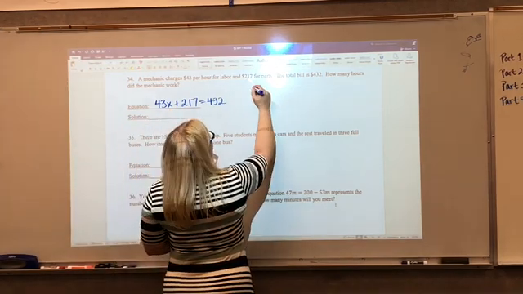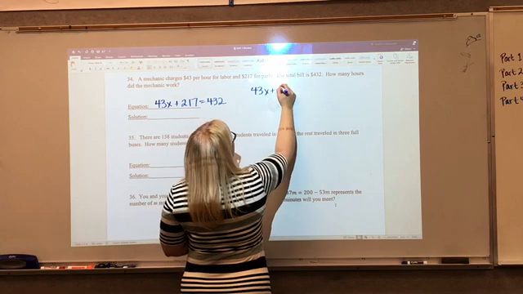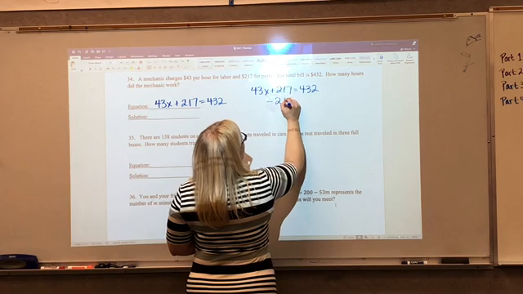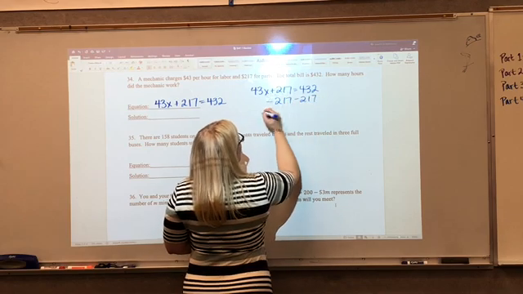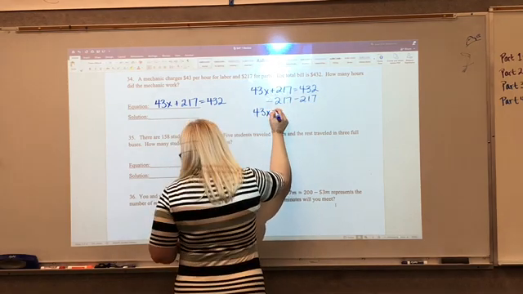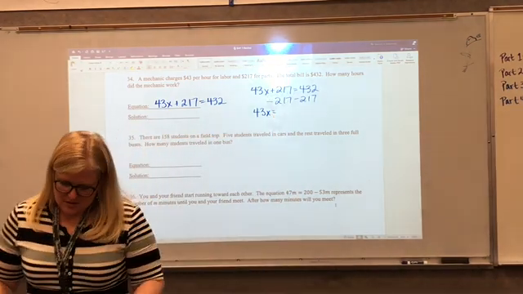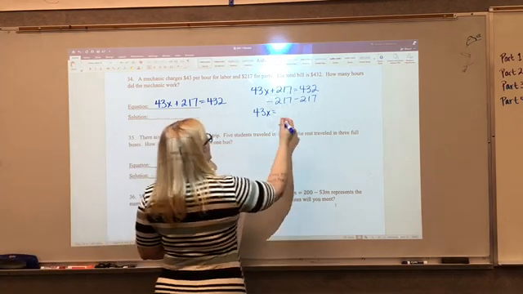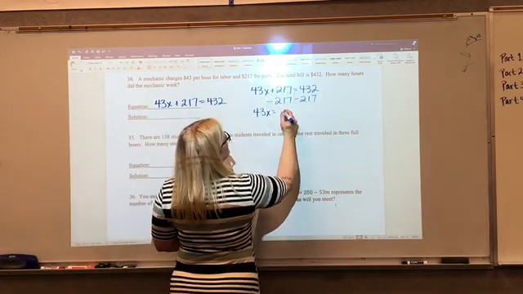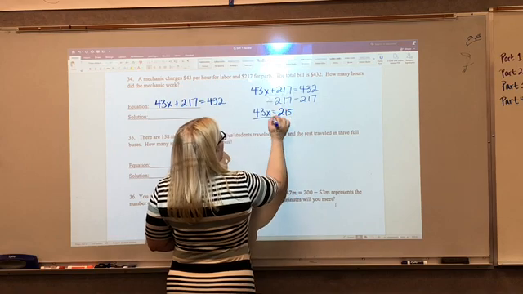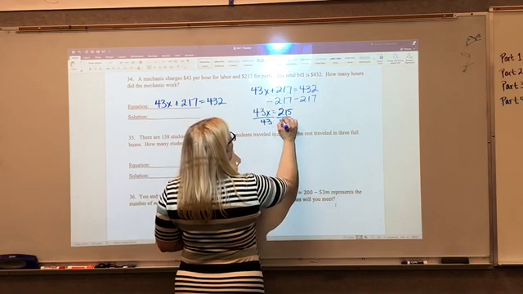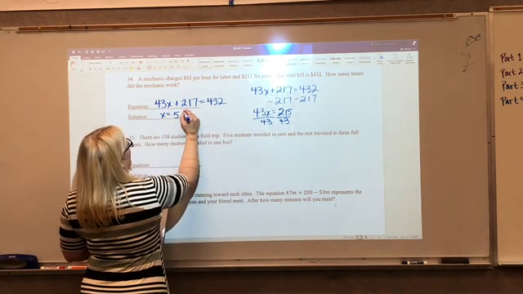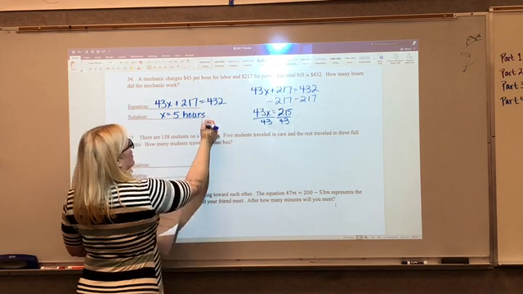So coming over here, 43x plus 217 equals 432. I'm going to subtract 217 from both sides, and I get 215. Okay, and when I divide 215 by 43, I get x equals 5 hours. So the mechanic worked on my car for 5 hours.